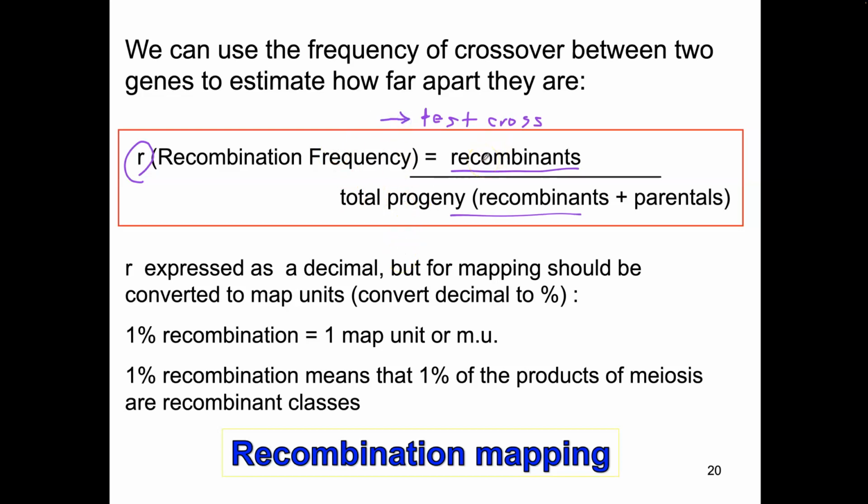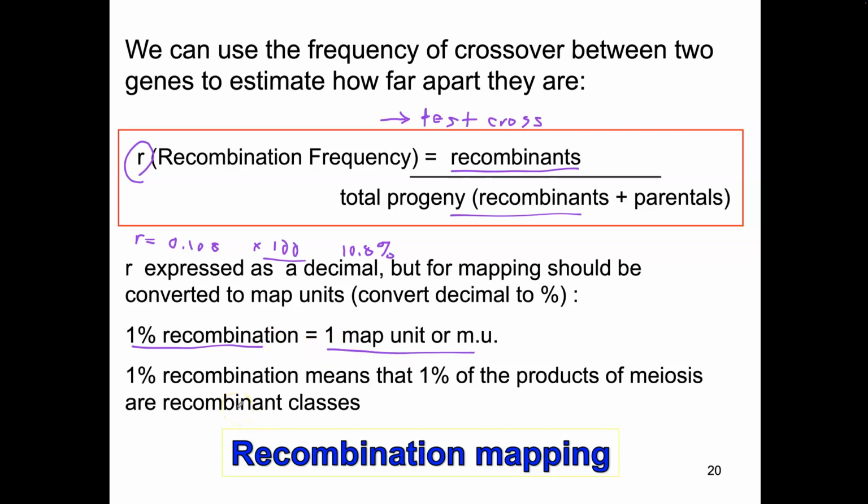So we take all the recombinants like we did with the purple versus vestigial, divide by the total, and we get whatever that was, 10.8 or 10.9%. And so R in that case would have been R equals 0.10, whatever it was. I can't remember. Let's say it was 8. But then for mapping, we want to convert to map units. So we convert it into a percentage. We multiply it by 100, 10.8% or 9 or whatever it was. Okay, and we have 1% of recombination crossing over is 1 map unit.